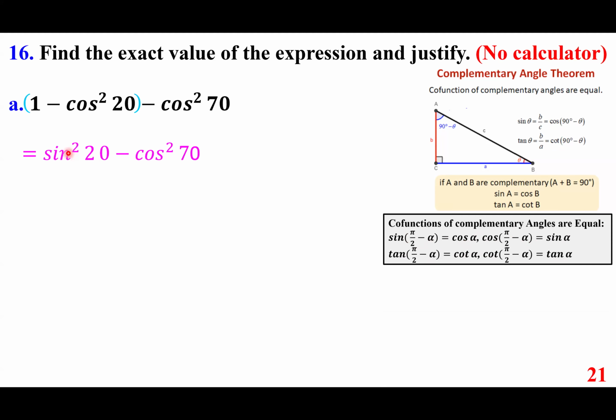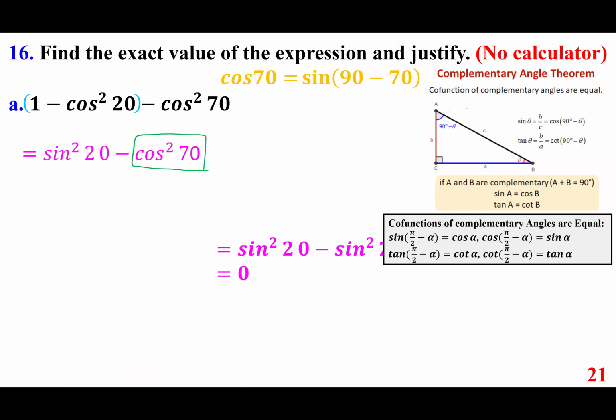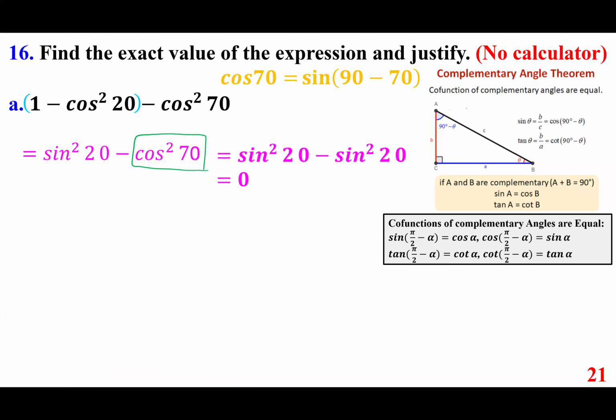So sine squared of 20, you can keep this and change this to, this is the same as sine squared of 20. Because cosine of 70 is sine of 90 minus 70. They cancel each other, we get 0.